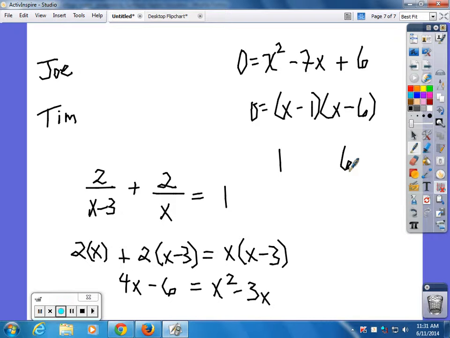Which one can it not be? Can't be 1 because 1 minus 3 is what? Negative 2 hours, and there is no such thing as negative 2 hours. So your answer is, it takes Tim 6 hours, and it takes Joe 3. Yeah.